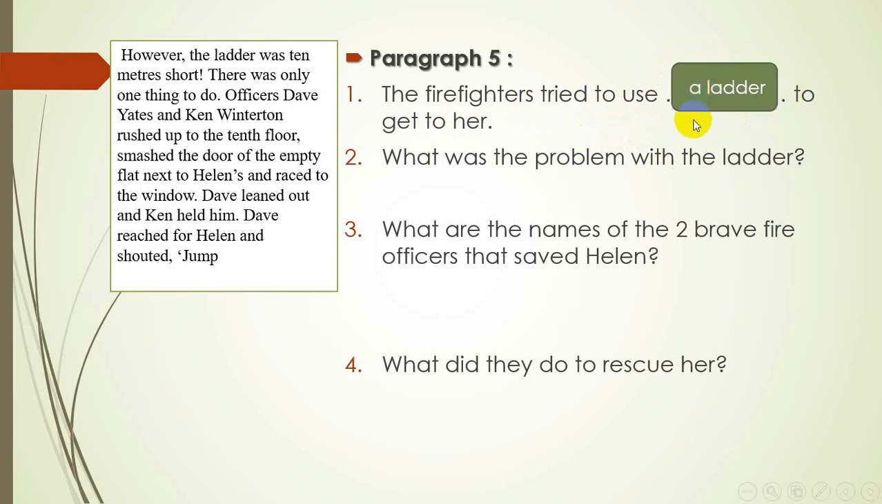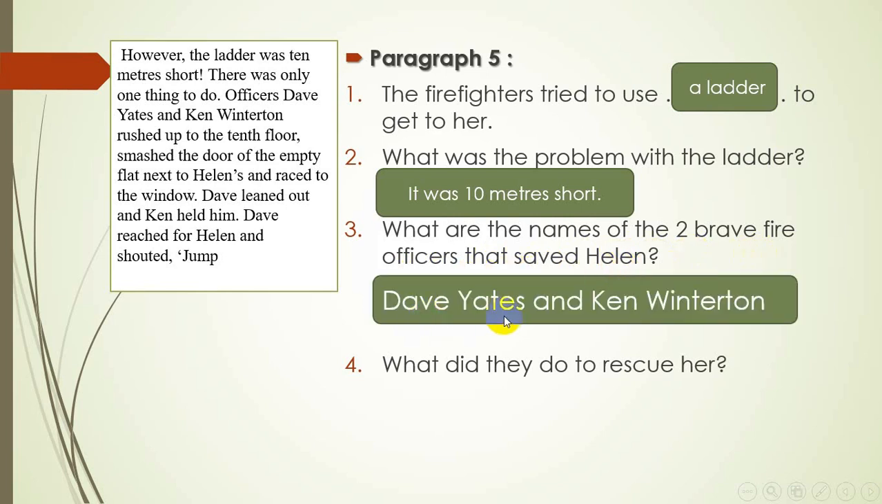Yes, it was a ladder. Number 2. What was the problem with the ladder? It was 10 meters short. كان قصيرا بمقدار 10 أمتار. Number 3. What are the names of the two brave fire officers that saved Helen? Dave Yates and Ken Winterton.